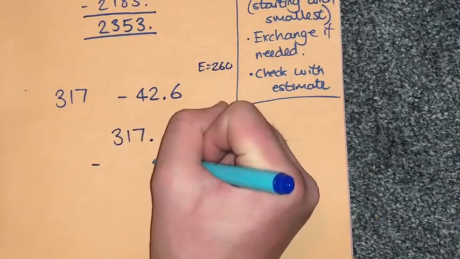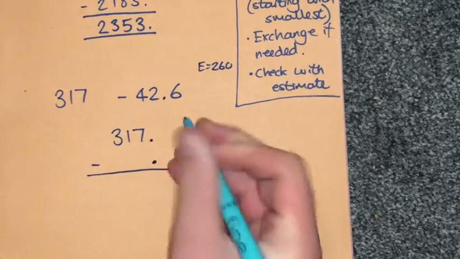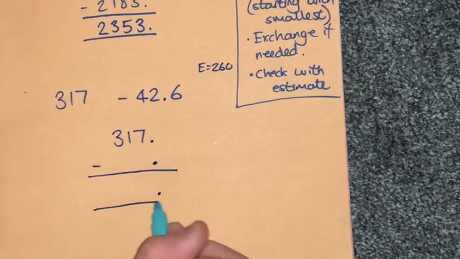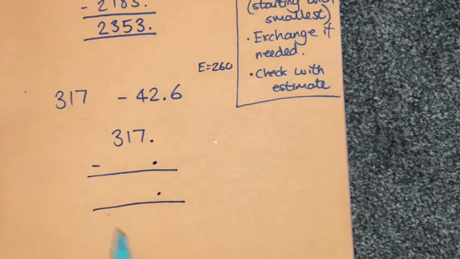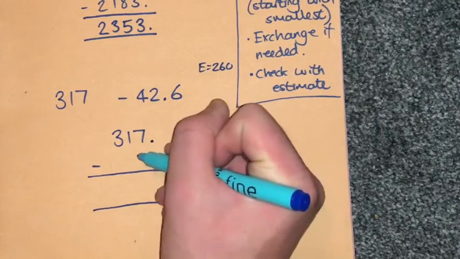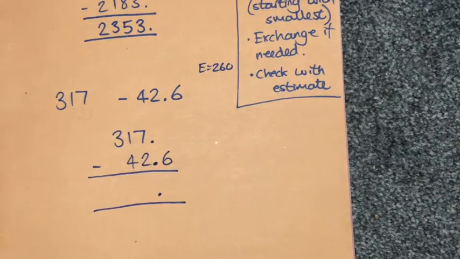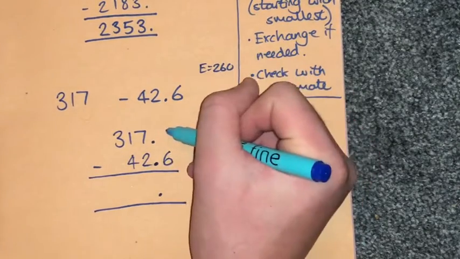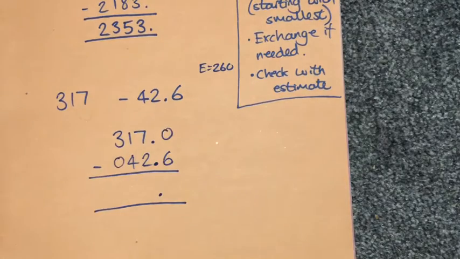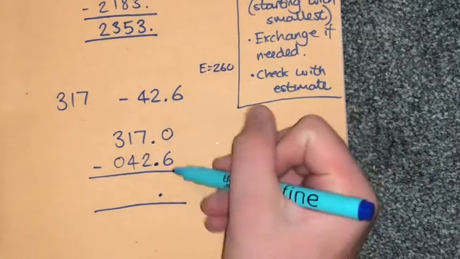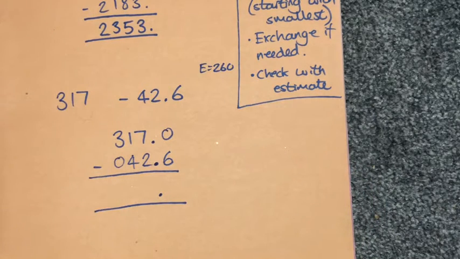Take away, put my decimal point in straight away. It's a good habit to get into. 42.6, and if my decimal point's there, it will help me put it all in the right place. Okay, and then we start subtracting from the smallest. Oh, put in my placeholders. Now, this is where many people will go wrong, because they'll do 0 take away 6 is just 0, and it is not. 0 take away 6 is minus 6 tenths, and we don't want that.